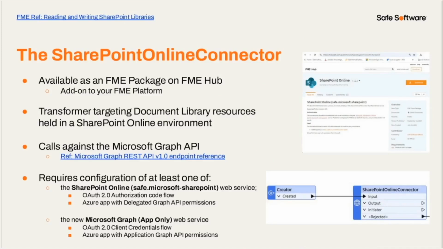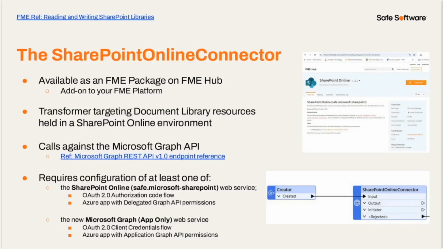The SharePoint Online connector is available as an FME package on FME Hub. This means that this connector is an add-on to your FME platform, something that needs to be installed in addition to your FME Form and Flow. You can see the SharePoint Online package's information page shown in the top image on screen, and that's where you can download it directly from.